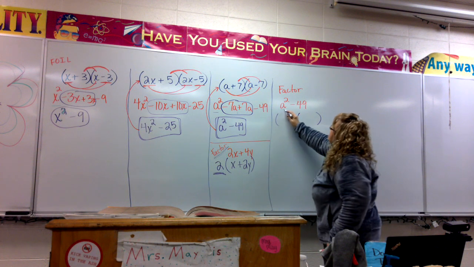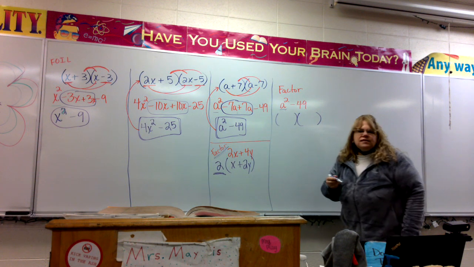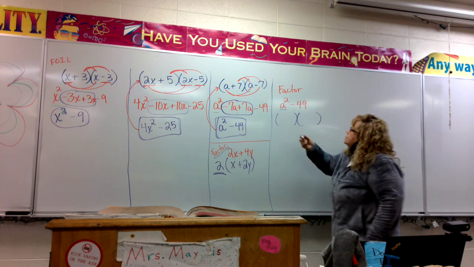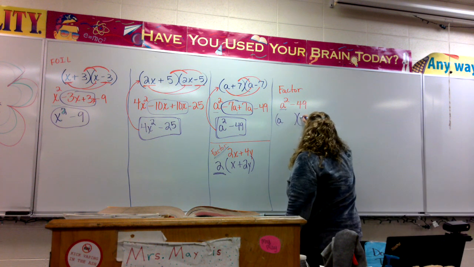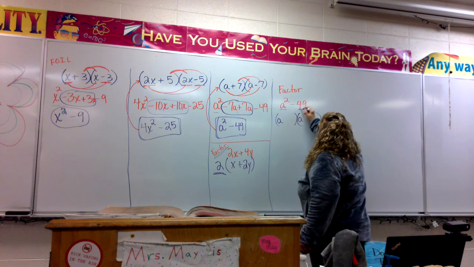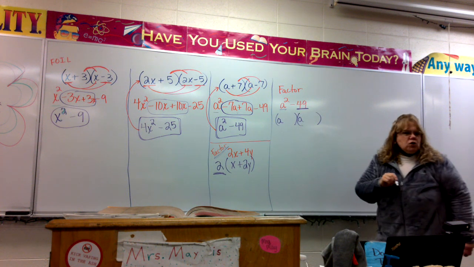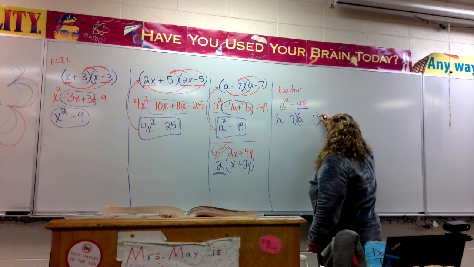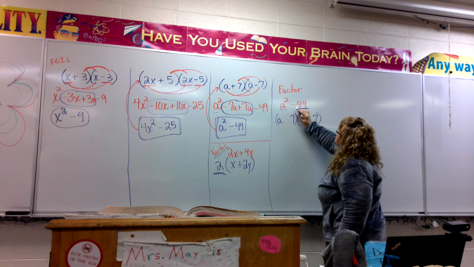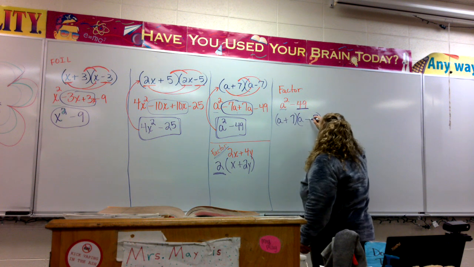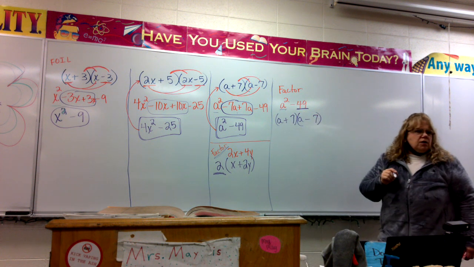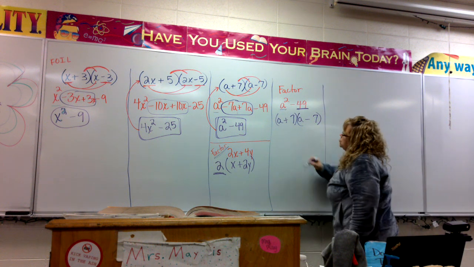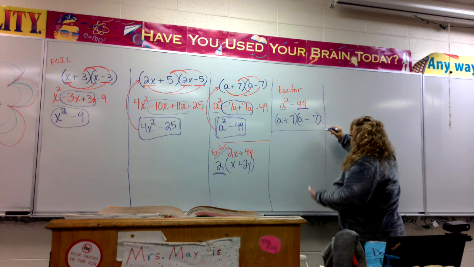What times what is a squared? What 2 things have to multiply together to give you a squared? A times a. Has to be a times a. What 2 things multiply together to give you 49? 7 times 7, it has to be. And how do you multiply and get a negative? It's got to be a positive and a negative, right? So hopefully today these won't be too hard to factor for you.